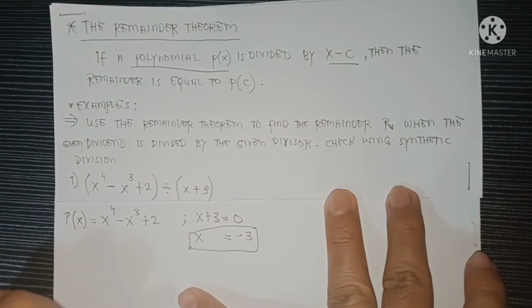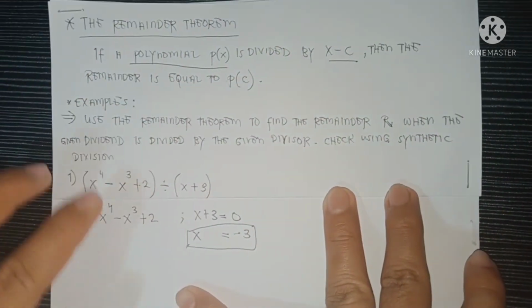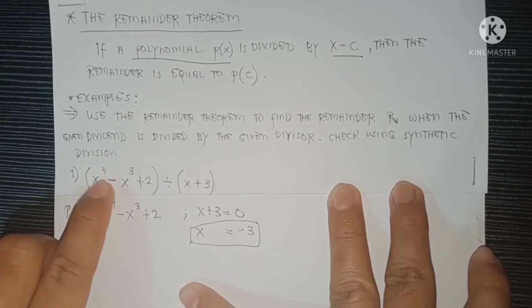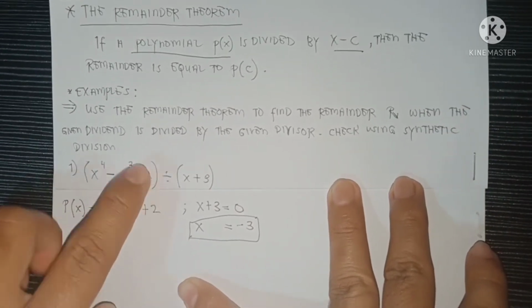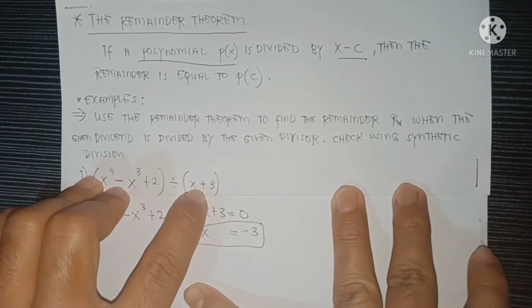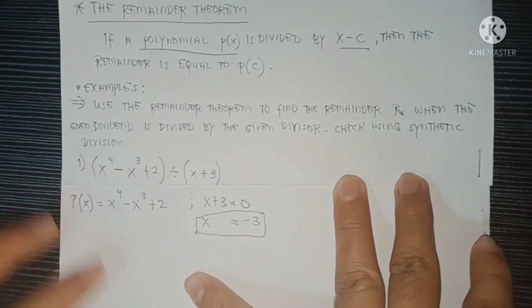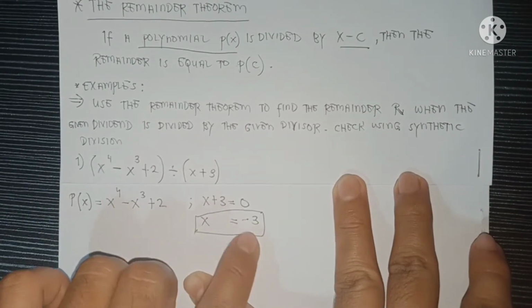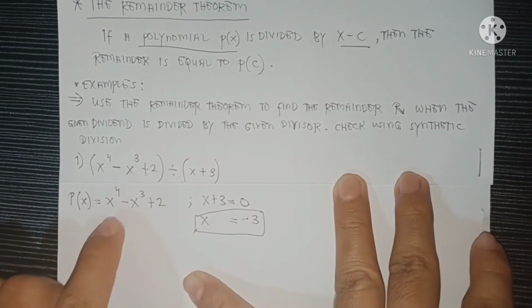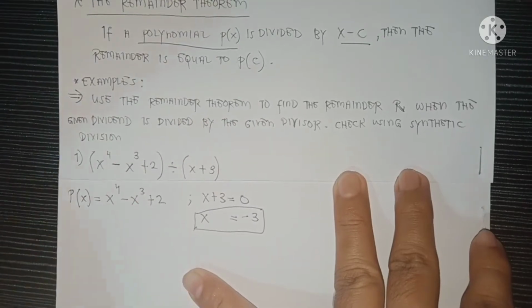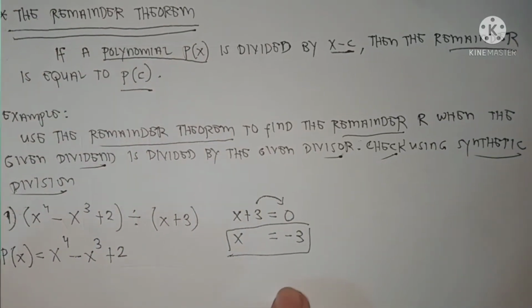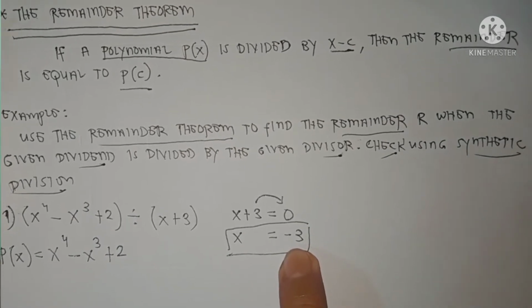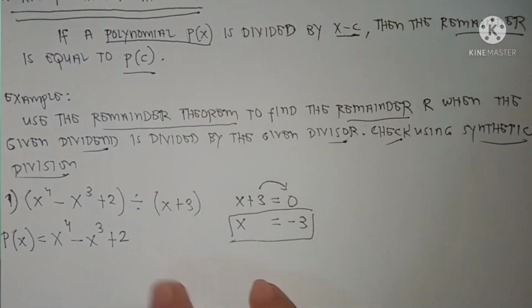So, another way to interpret the definition of the remainder theorem is that kapag daw itong x raised to the 4th power minus x cubed plus 2 ay dinivide mo by the divisor x plus 3, ang magiging remainder daw ay yung value ng polynomial function kapag yung negative 3 ay isinubstitute as the value of x. Basically, ang gagawin lang natin dito is kunin yung value ng p of negative 3. Yun yung remainder. So, paano yung gagawin?